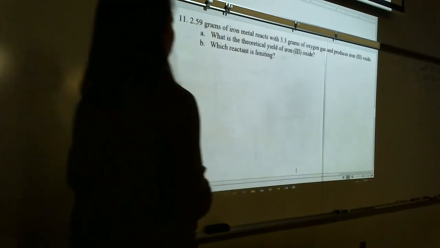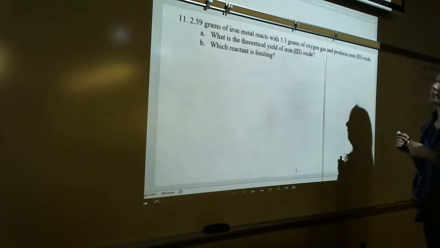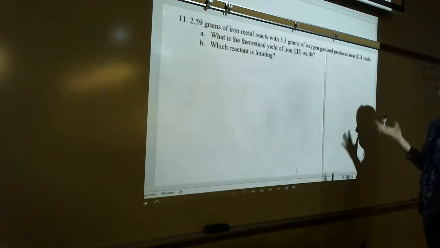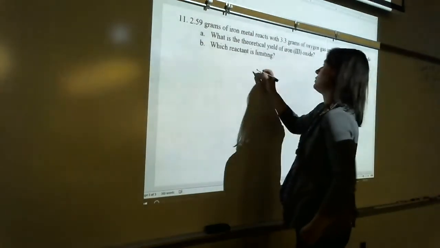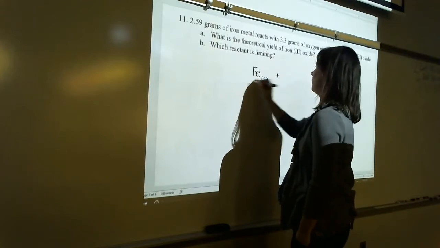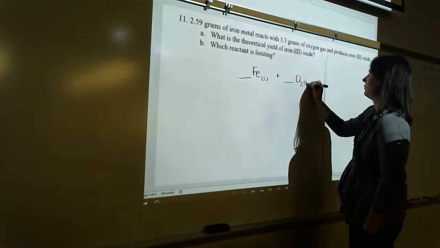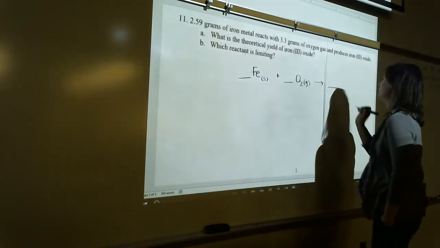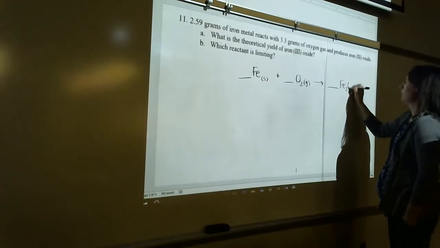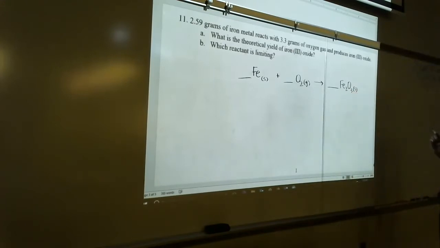2.59 grams of iron metal reacts with 3.3 grams of oxygen gas, produces iron 3 oxide. So the first thing we need is a what? Balanced equation. Iron metal has what formula? Fe. And oxygen gas is what? O2. It produces iron 3 oxide, so what's that formula? Fe2O3. That's rust.